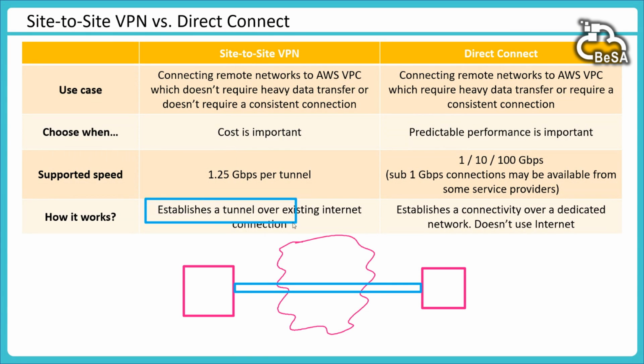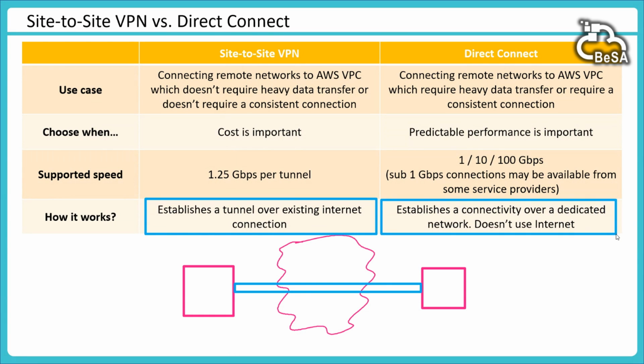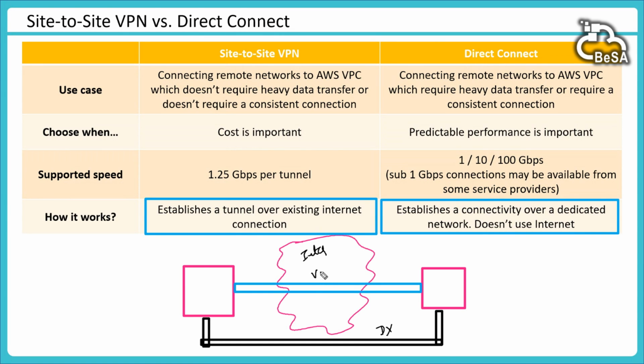Whereas Direct Connect establishes connectivity over a dedicated network, and does not use the internet. So if your use case is, hey, for security reasons or compliance reasons, I can't send any data over the internet at all, I want to keep everything private, that time I would be using Direct Connect. And with Direct Connect, think like this is how your network would be established. You won't be talking to the internet at all. Without the internet, you would be sending everything. That is your Direct Connect connection. This one is the internet, and then this is your VPN connection.